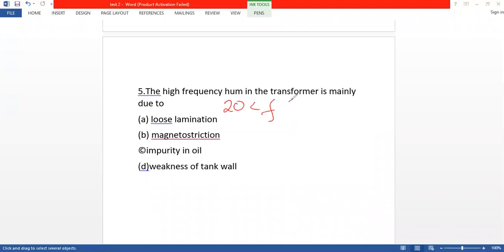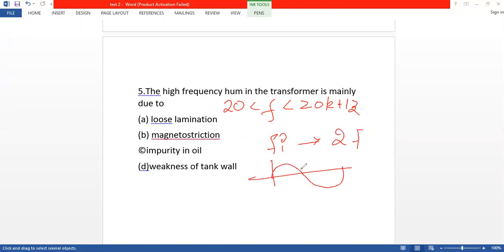20 Hz to less than 20 kilohertz. If the input frequency is F, the magnetostriction frequency is 2F. Why? Because there is elongation in one direction during the positive cycle, and in the negative cycle the elongation is in the other direction. So if the input frequency is 50 Hz, the humming noise produced is around 100 Hz.